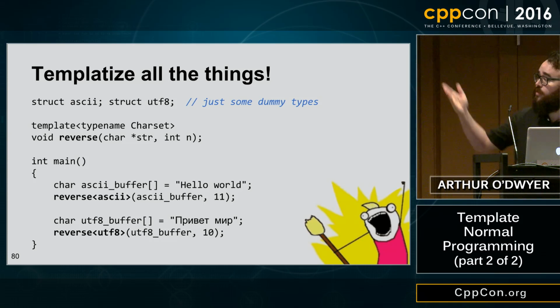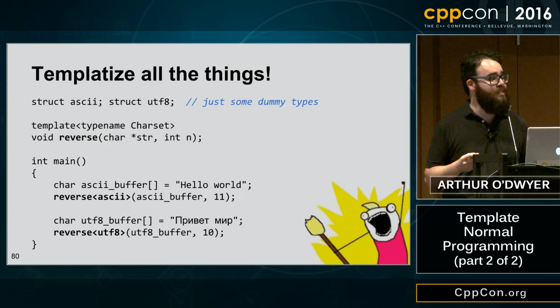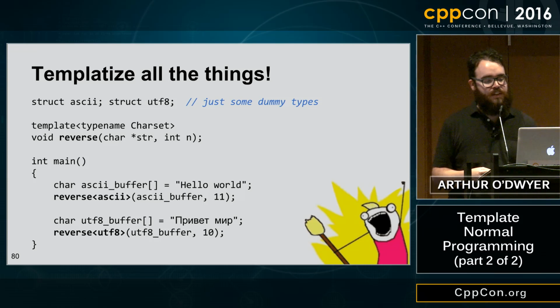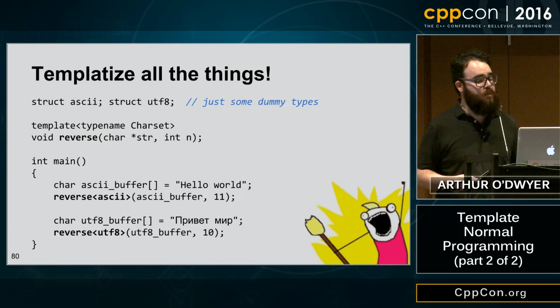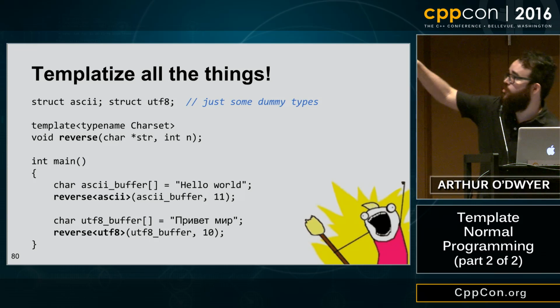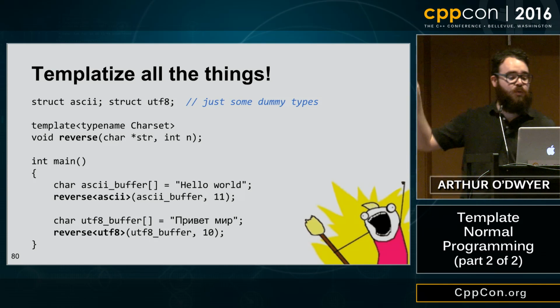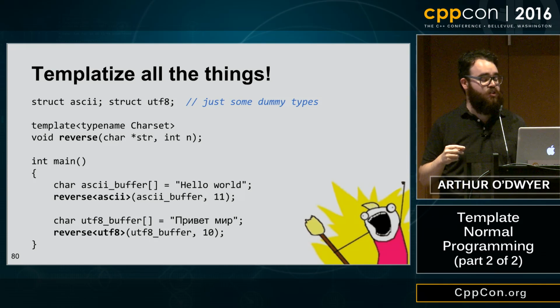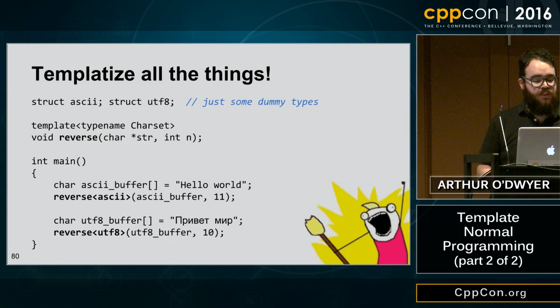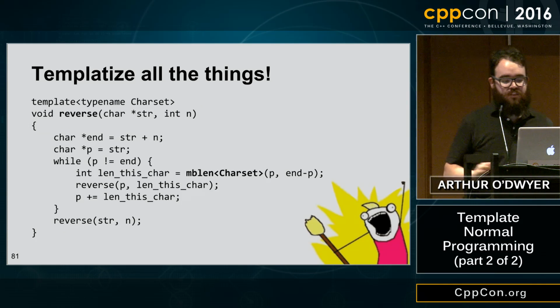So how I would use it might look something like this. I've got this function called reverse, and it takes a template parameter, so it's a function template. Keep calling these things functions. It takes a template parameter called charset, and that could be one of these little tag structs up here, struct ASCII or struct UTF-8, and depending on the type that's passed in, I get one behavior or the other. Now reverse can be implemented basically like this.